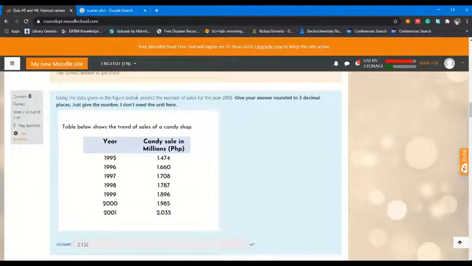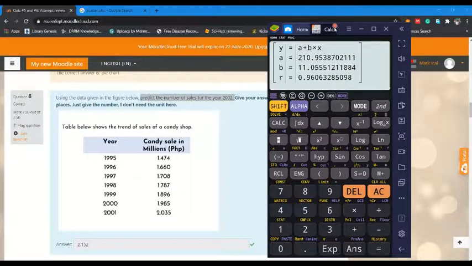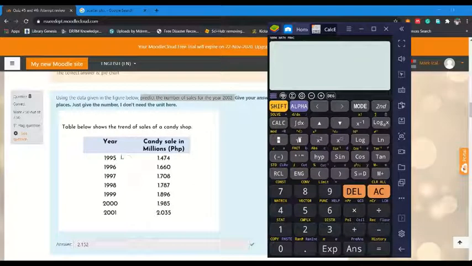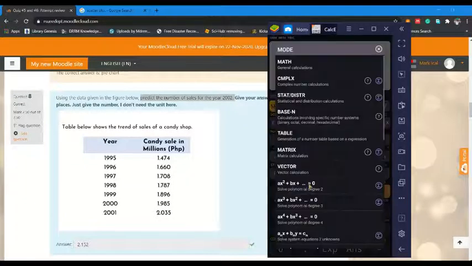So, ito naman. Using the data given and figure below, predict the number of sales. So, regression to. Di ba? Regression. Okay? So, calculator ulit tayo. Alright, so sa year, nag-start siya sa 1995. So, wag kayong ma-confuse dyan. Hindi kayo magsa-start ng 1995 sa inyong data. Magsa-start kayo ng bilang sa 1 or 0. Hindi naman problema yun. So, pwede namang 1, pwede rin naman 0. Walang problema doon.